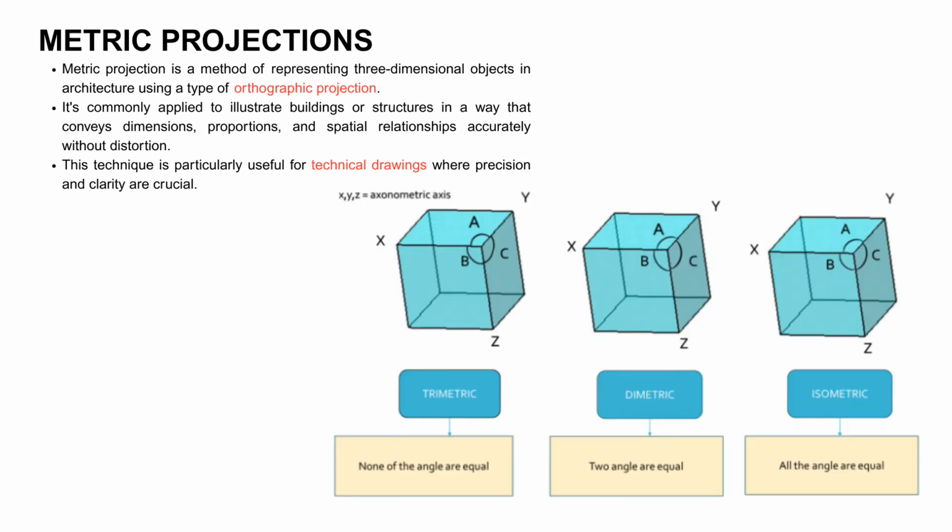There are three types of metric projection. The first one is trimetric, the second one is dimetric, and the other one is isometric. Trimetric is made in which none of the angles are equal. In the dimetric, two angles are equal. And in isometric, all the angles are equal.